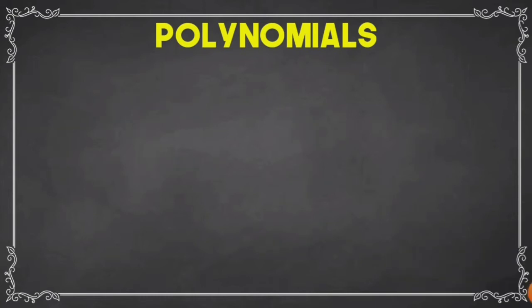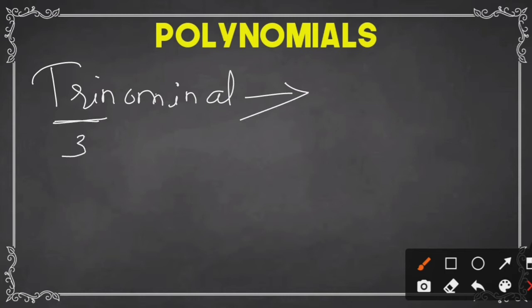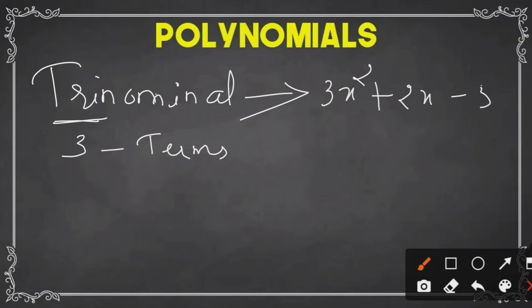Next, in the same way we have trinomials, that is three-term polynomials. The name itself says tri means three. You know triangle, three angles. Trinomial means it contains three terms. Example: 3x cube plus 2x minus 3. How many terms are there? 1, 2, 3. The same way, 4y square minus 3y plus 2 has three terms. So it is called a trinomial.